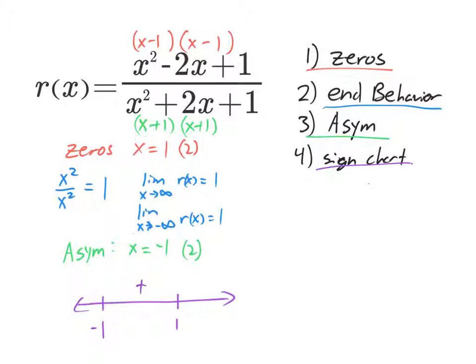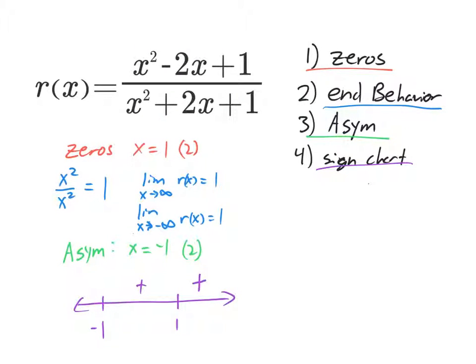And then I'm going to check something past 1, so let's check 2. So I'm going to plug in a 2. 2 squared is 4, minus 2 times 2, which is 4, plus 1. So you end up getting 4 minus 4 plus 1, which is 1 on top. And then if I plug in a 2 on the bottom, I end up getting 4 plus 4 plus 1, which is going to be 9. So that's going to be positive on the bottom. So positive divided by positive is positive.